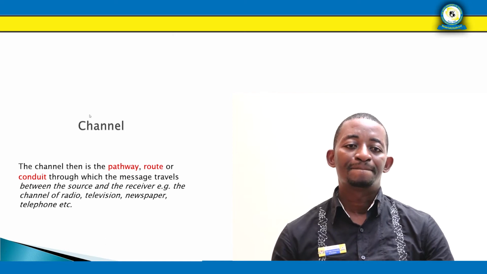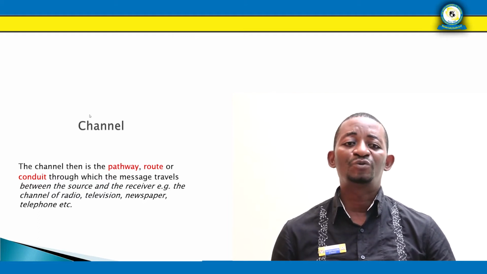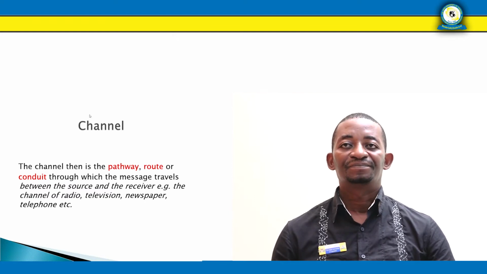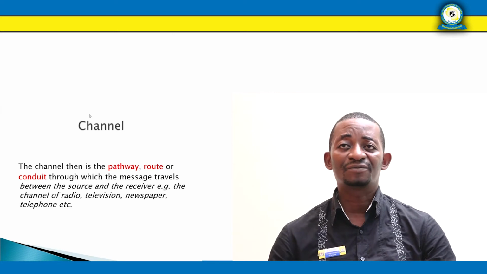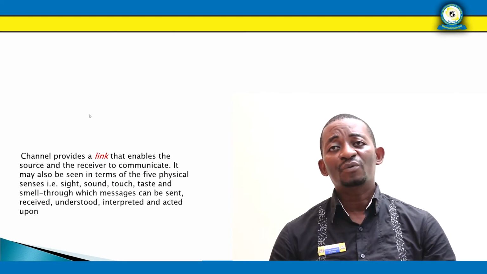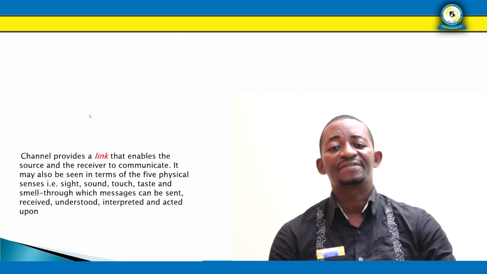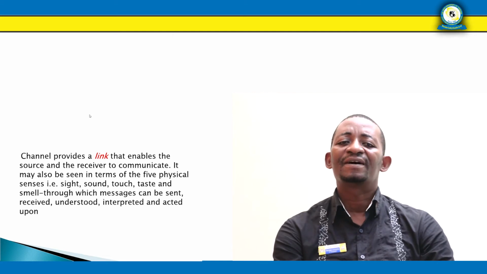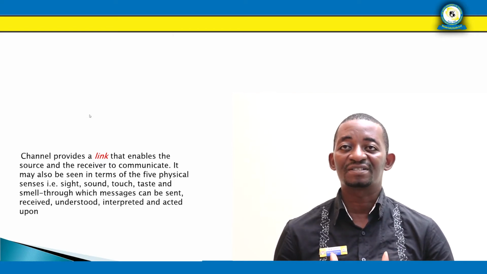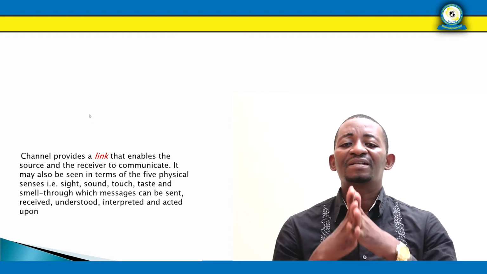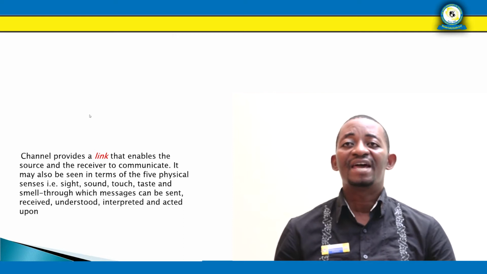And then we have the channel. This is the pathway, the route or conduit through which the message now travels between the source and the receiver. For example, we are talking of radios, television, newspapers, telephones, etc. So that's a channel of communication. So, in other words, we're saying a channel now provides a link that enables the source and the receivers to communicate. It may also be seen in terms of 5 physical senses. And we're talking of sight. We all know these physical senses. We talk of sound, touch, smell, taste, etc., where the message will be sent, received and understood, interpreted and acted upon.